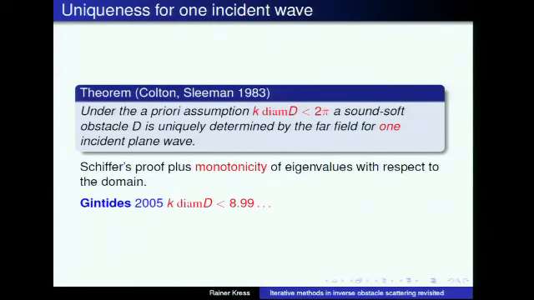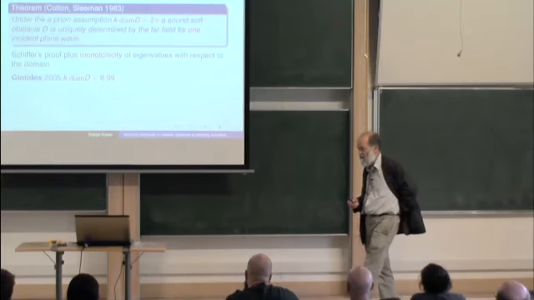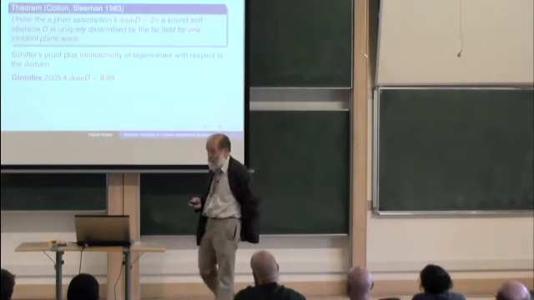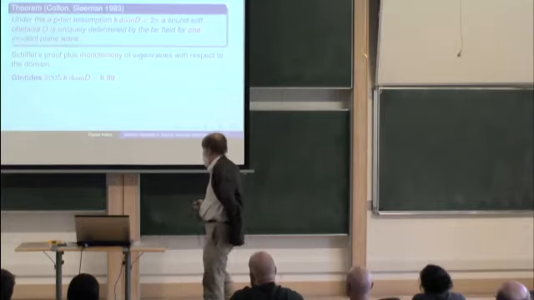Pi is the smallest zero of the spherical Bessel function J0, which is sine x over x, and 8.99 is twice the smallest zero of the spherical Bessel function J0.